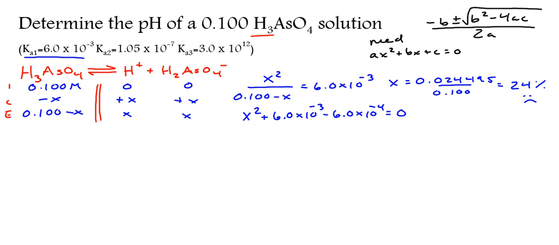I get x squared plus 6.0 times 10 to the negative third minus 6.0 times 10 to the negative fourth, and that will equal 0. So now I need to plug that into my negative b plus or minus the square root of b squared minus 4ac, over 2a. And you always get 2 values, and the value that works and makes sense is 0.0217. Now, if this was just asked what is the pH after the first dissociation, you take the negative log of that and you'd be done. But there's more to it.